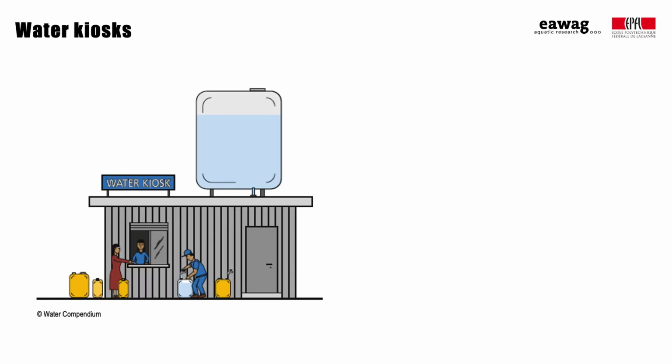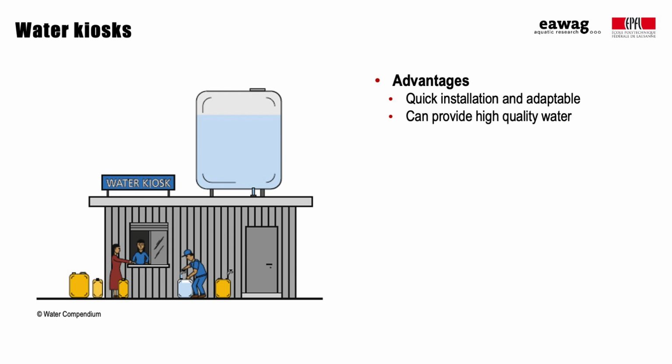Water kiosks offer the advantage of being quick to install and also adaptable to local conditions. They can provide water that's been treated to a high-quality standard. However, water quality can still deteriorate after jerry cans are filled or during storage. Proper operation, management, infrastructure maintenance, and quality control are all essential considerations for kiosks.